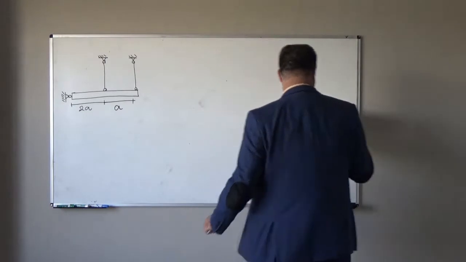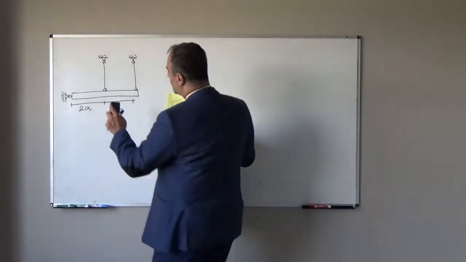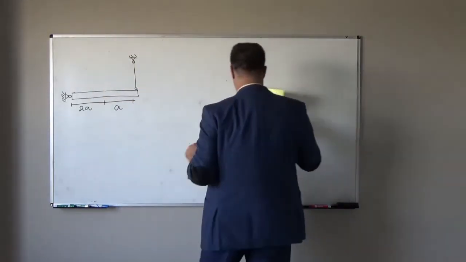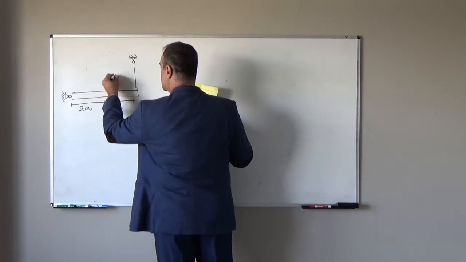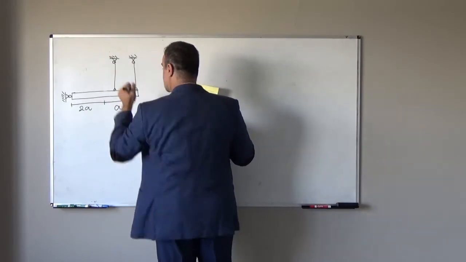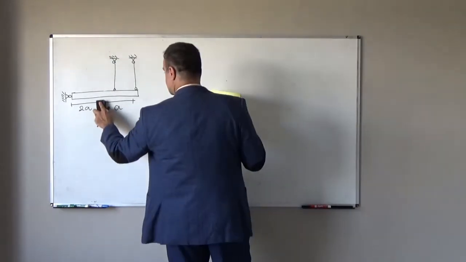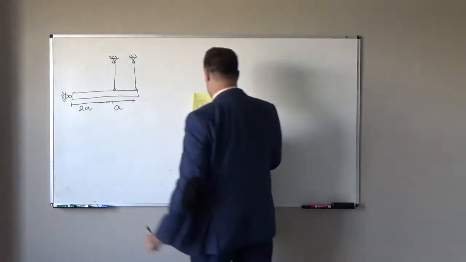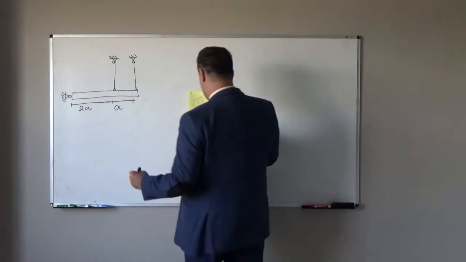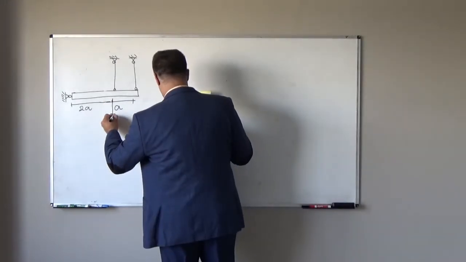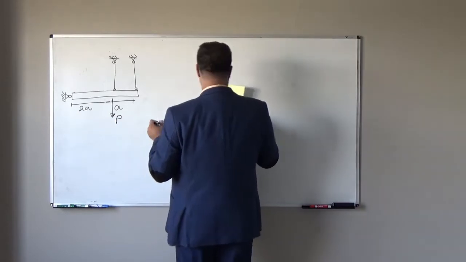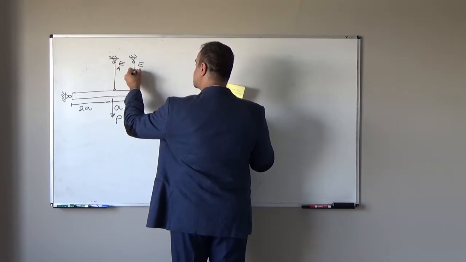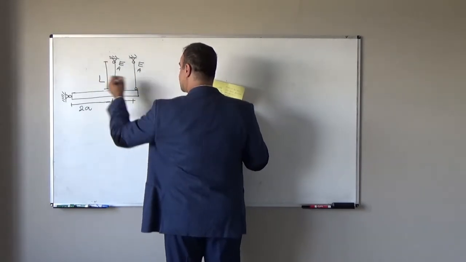So I should modify the picture a little bit because I put it in the middle, which is not right. So I put it, for example, here. Now maybe it is better. Okay. We apply external load P here. And Young's modulus for each rod is E, cross-sectional area is A, length is L.